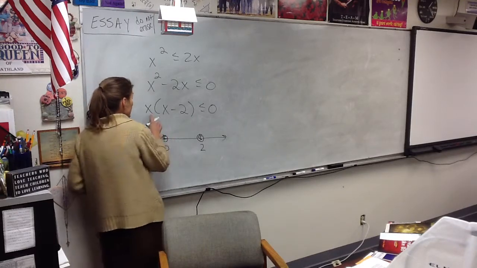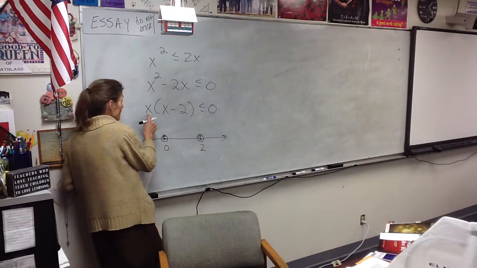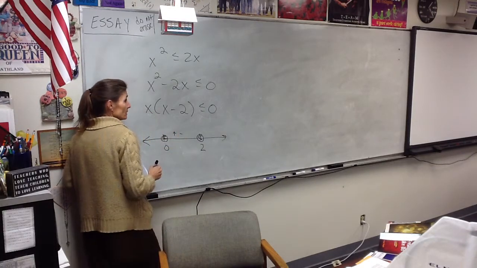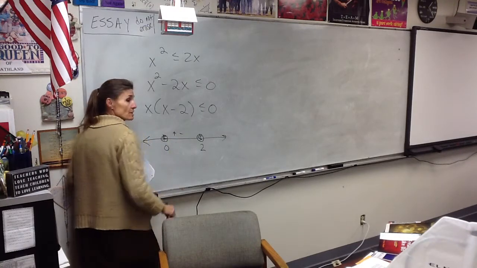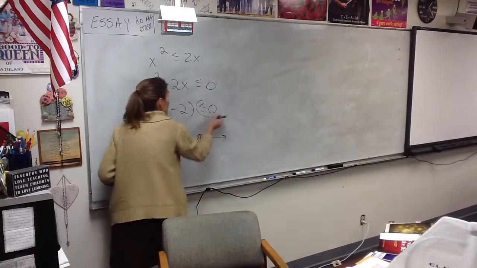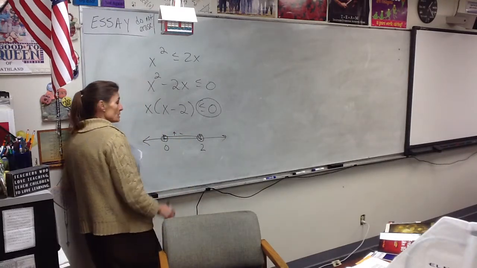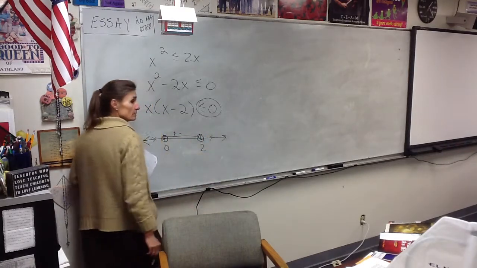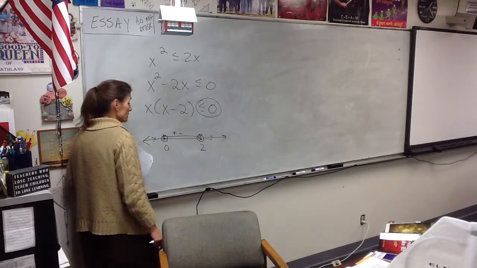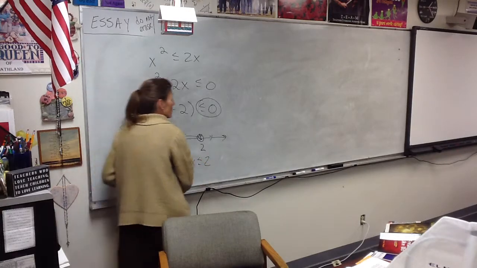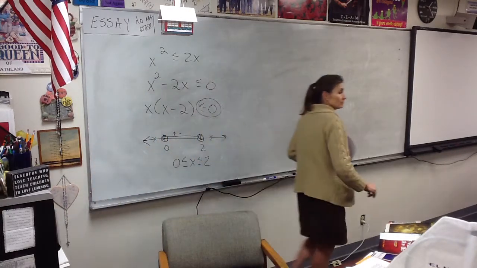When I put 1 in, that's positive, and that's negative. Now, when I multiply those, I get negative. Is that what I wanted? Yes. 0 is greater than or equal to. So these aren't going to work because we alternate. So your answer is all of the x's between 0 and 2.